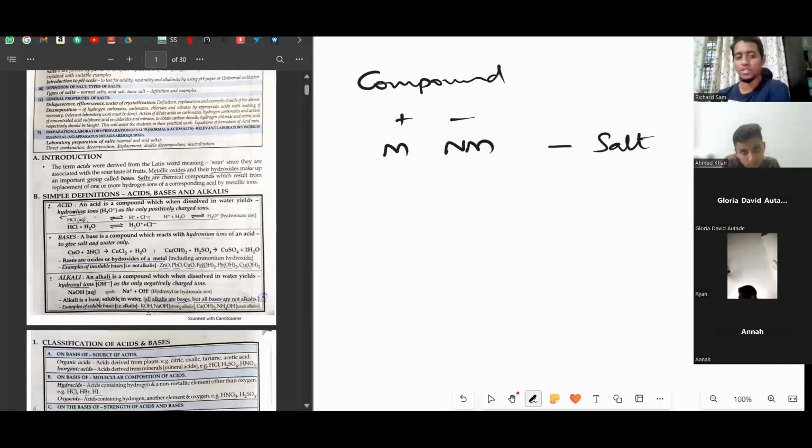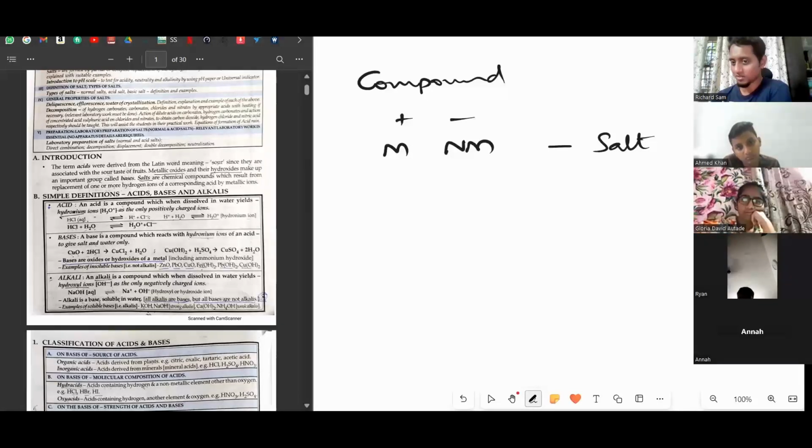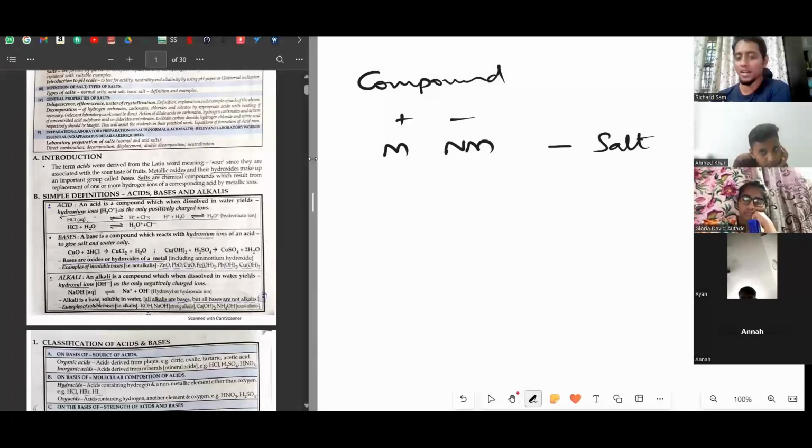So now what we are seeing here is if the positive ion is a metal and the negative ion is a non-metal, then that compound is a salt. And the bond between this is what type of bond? Ionic bond or an electrovalent bond. Now, if the positive ion is replaced with hydrogen, negative is same, non-metal itself, then this is what? This is an acid.